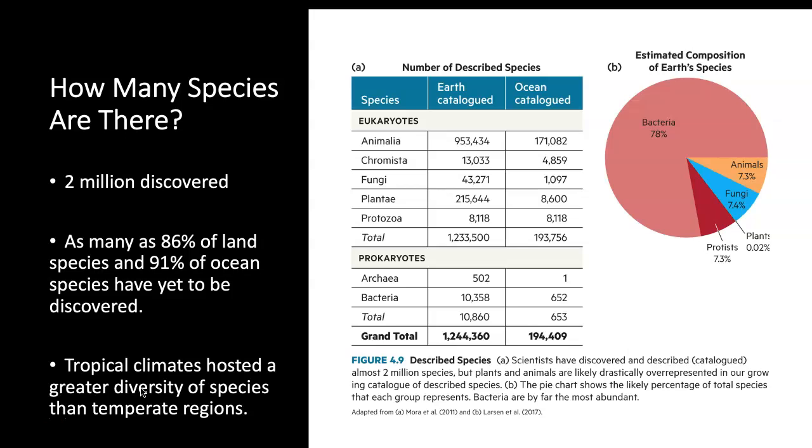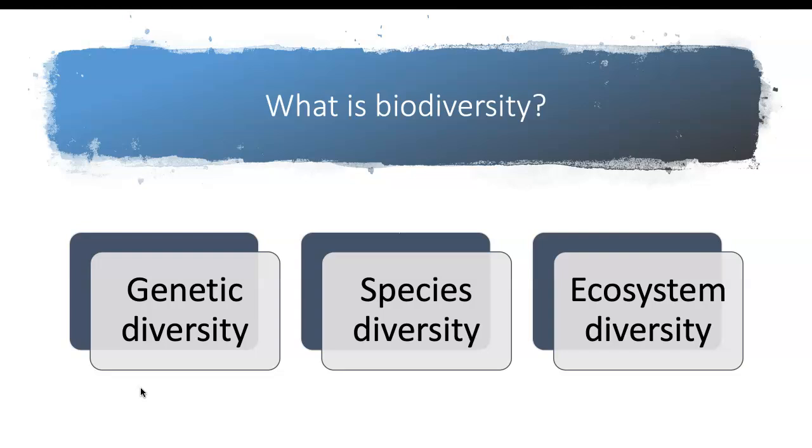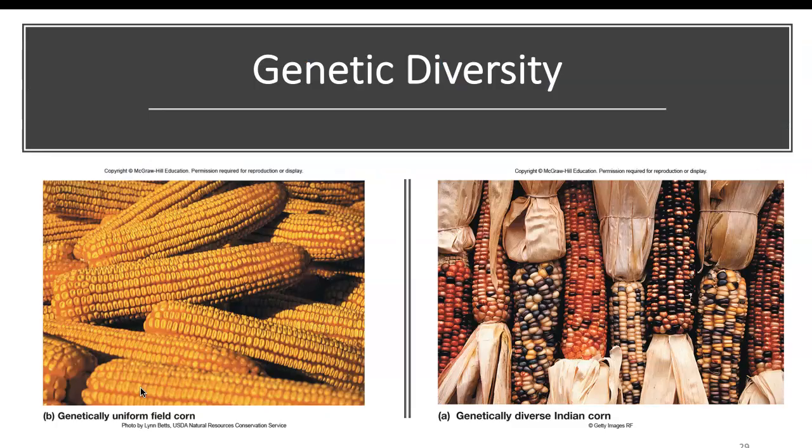Tropical climates host a greater diversity of species than temperate regions, and I hope you can understand this perspective from the biomes and also from the Annenberg video, and also from the lectures. So remember, tropical areas are biodiversity hotspots. What is biodiversity? That means many kinds of genetic information, many kinds of species, and many kinds of ecosystems have different characteristics.